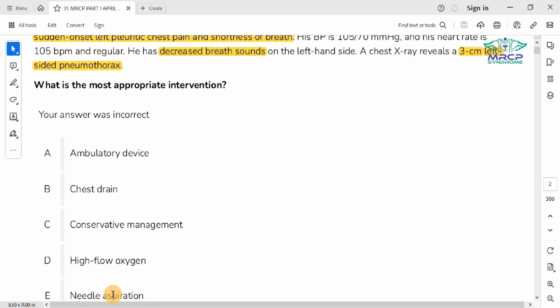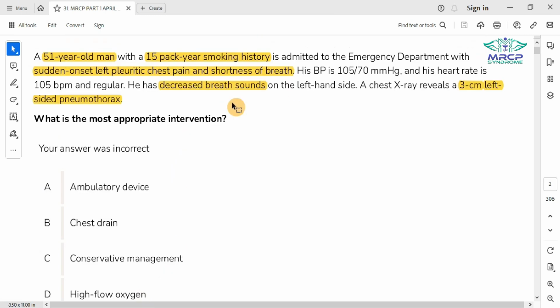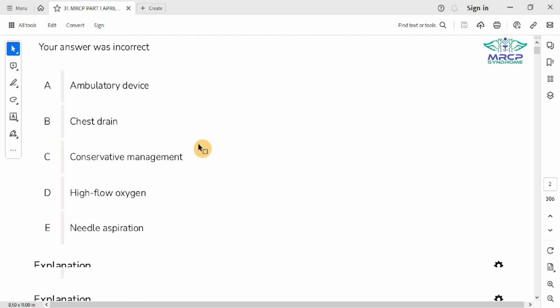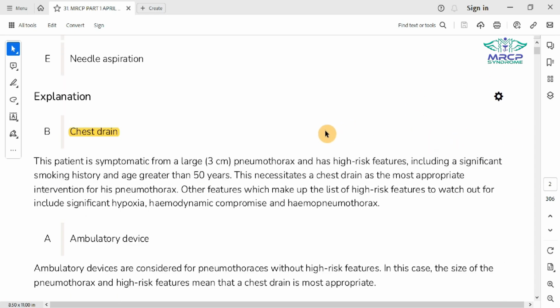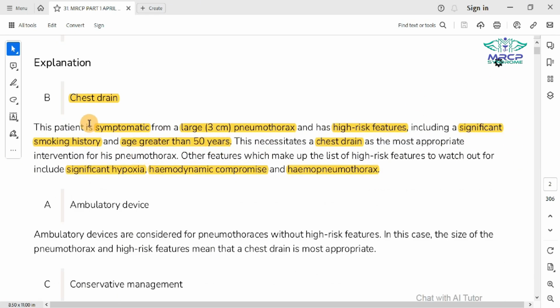And regarding needle aspiration, this is also indicated in the low risk cases. But here, since the patient has high risk criteria, we'll be going for the chest drain. This patient is symptomatic from a large 3 centimeter pneumothorax and has high risk features, including a significant smoking history and age greater than 50 years. This necessitates a chest drain as the most appropriate intervention for his pneumothorax.